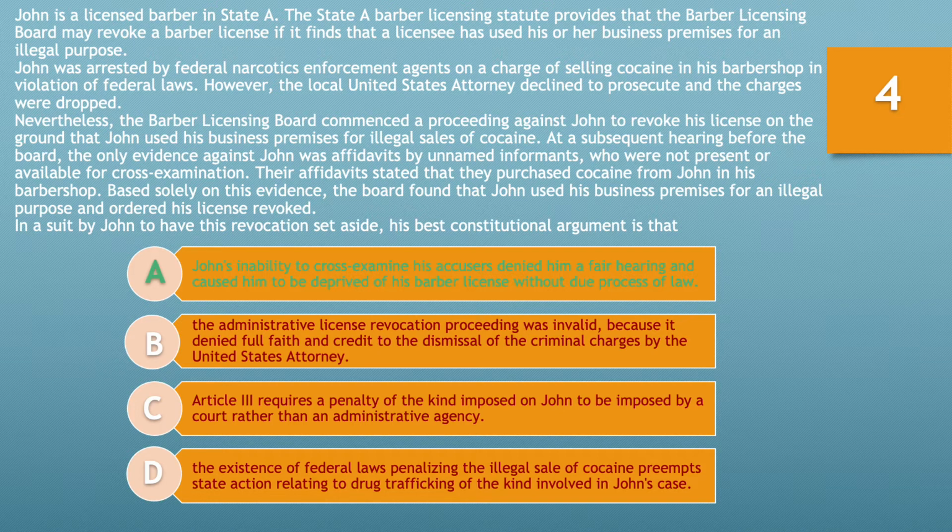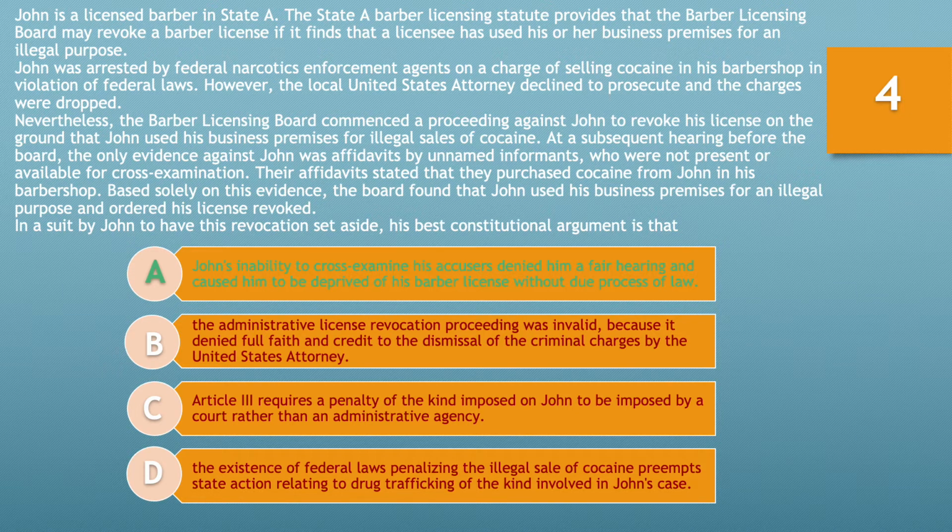The best option here is option A. John's inability to cross-examine his accusers denied him a fair hearing and caused him to be deprived of his barber license without due process of law. The Due Process Clause prohibits state actors from depriving a person of liberty, life, or property without due process. The government must provide a fair process before it may deprive a person of life, liberty, or property. Depriving property is a loss of entitlement. An example of fair process is the ability to cross-examine an adverse witness.